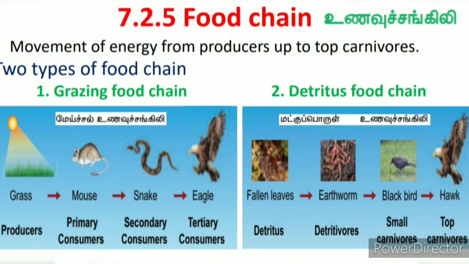But the detritus food chain begins with dead organic matter, which is an important source of energy. A large amount of organic matter is derived from dead plants, animals and their excreta. This type of food chain is present in all ecosystems. Next one is food web.